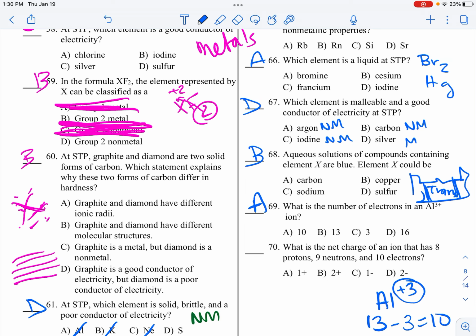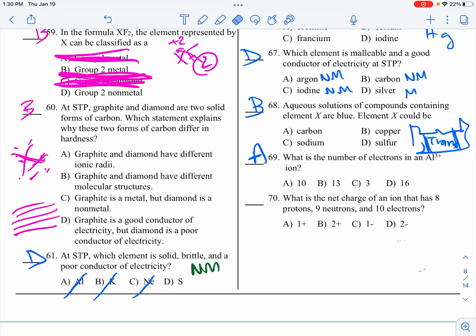Sorry for my cough. What is the net? Net means overall. What is the overall charge in an ion that has, okay, well, first of all, those have no charge. 8 protons and 10 electrons. Electrons are negative. So overall, we're negative 2.